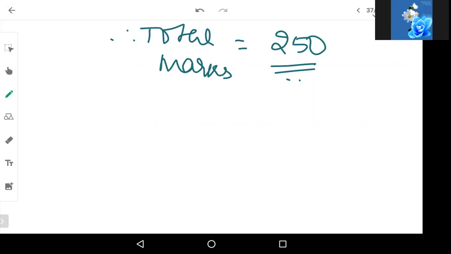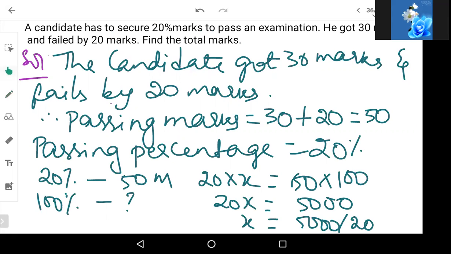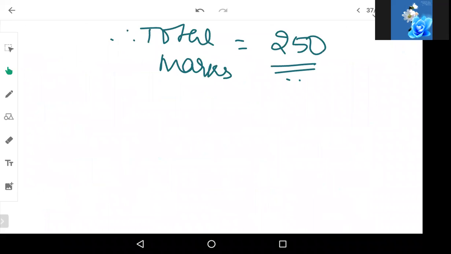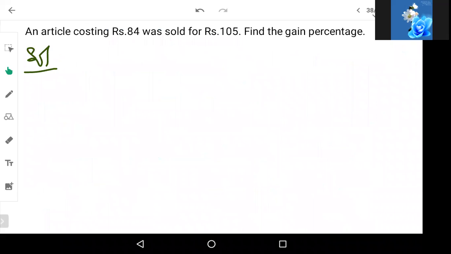Understood? This is how you compare for 20% passing, 50 marks is the passing marks. For 100%, how much? If you do this comparison, it is easy for you to cross multiply and find the answer. Okay, that was an easy question. Now moving on to the next question.